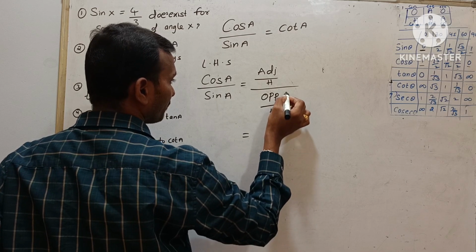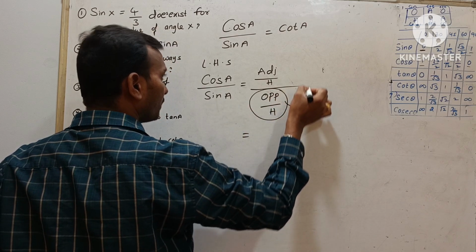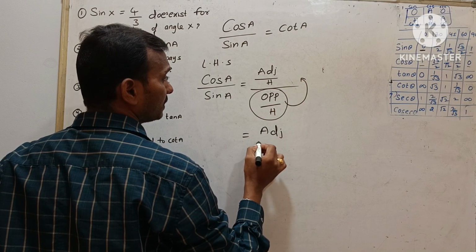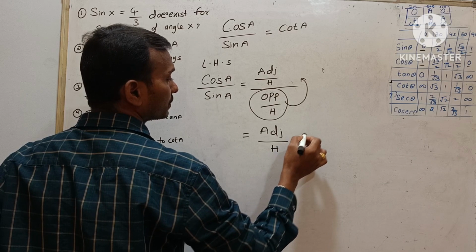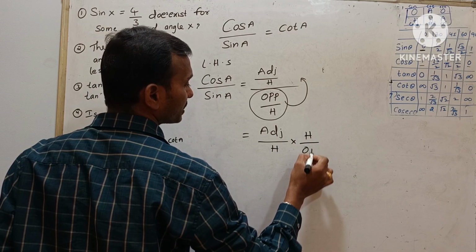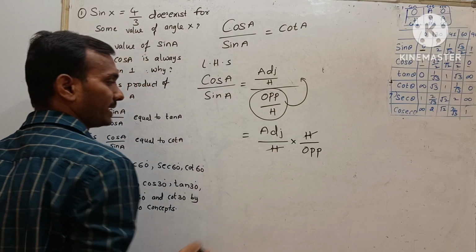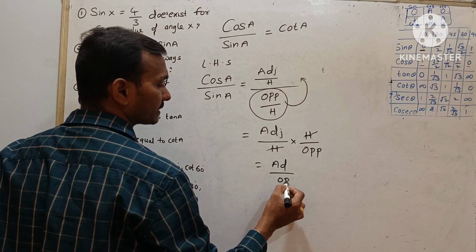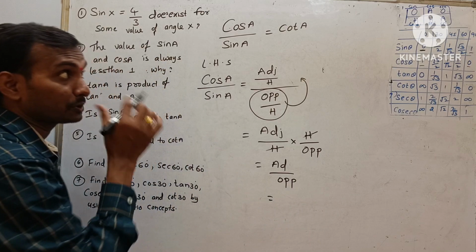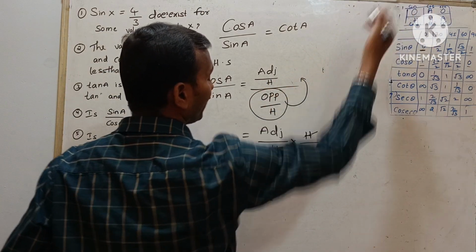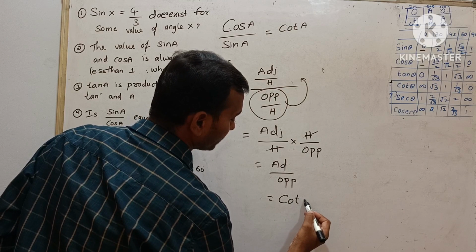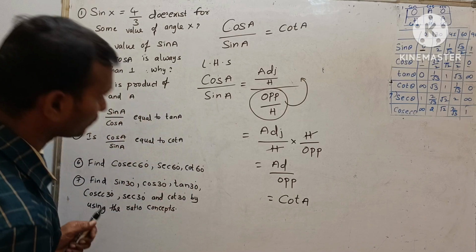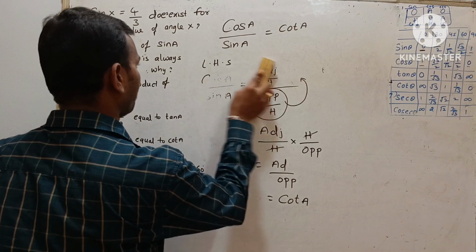So that is fraction by fraction. Whenever the denominator fraction is going to numerator, we have to take the reciprocal of it. That is adjacent side by hypotenuse into hypotenuse by opposite side. Hypotenuse cancel. Finally, we are left with adjacent by opposite. Adjacent by opposite is nothing but cot A. From the trigonometric ratios, we can understand it is cot A value. So hence proved.